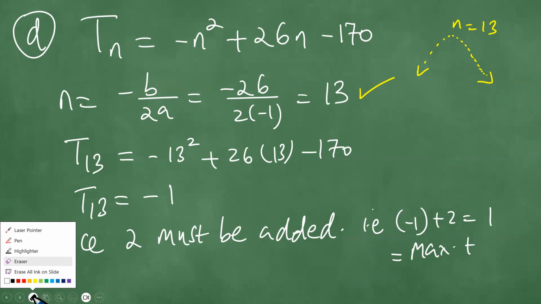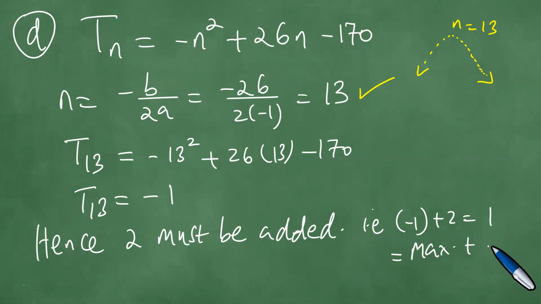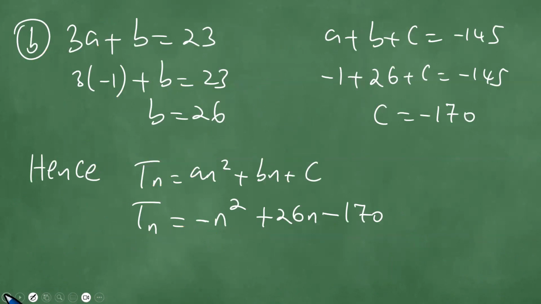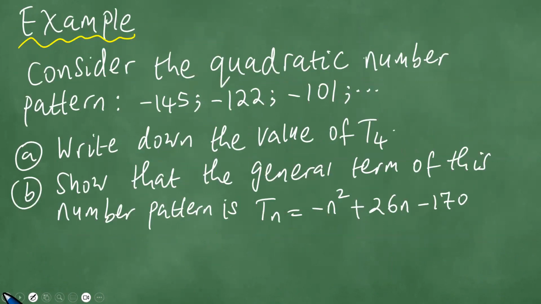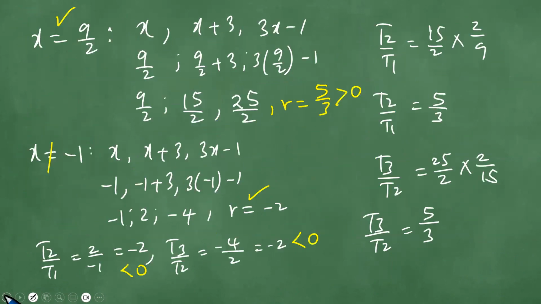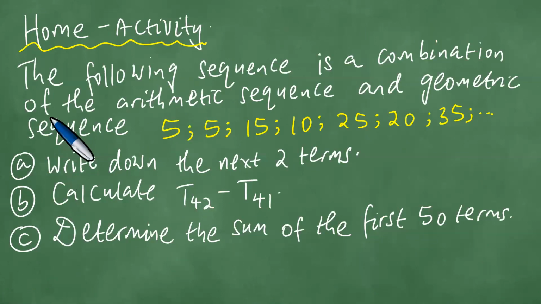Right, so now, that is what I was saying about the maximum term there. We're done, and I'll see you again. Try the exercise I gave you, the home activity. Here's the home activity: the following sequence is a combination of an arithmetic sequence and a geometric sequence. Write down the next two terms, and determine the sum of the first 50 terms.